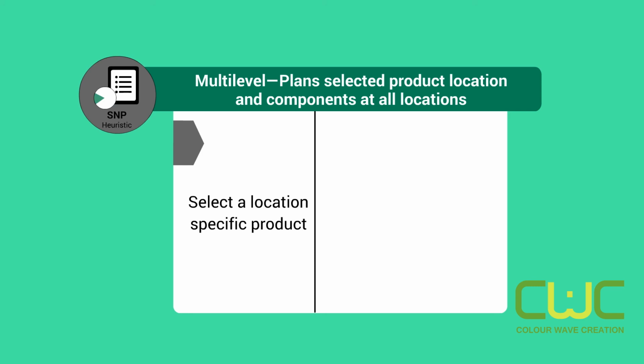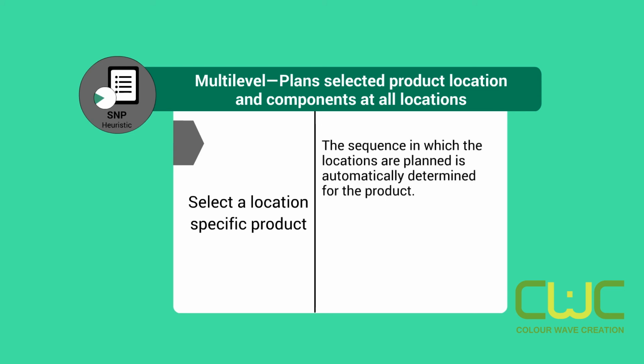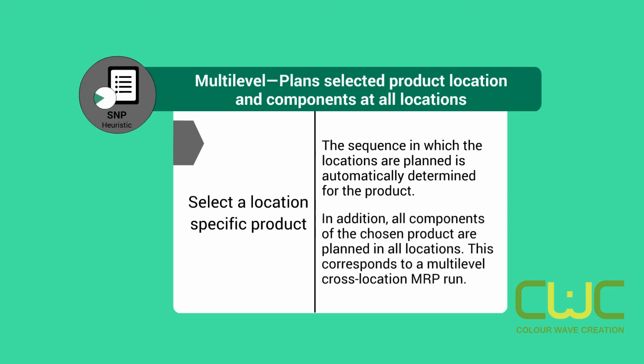Multi-level plans selected product location and components at all locations. You can select a location-specific product. The sequence in which the locations are planned is automatically determined for the product. In addition, all components of the chosen product are planned in all locations. This corresponds to a multi-level cross-location MRP run. That is all about heuristic process and its execution for now.